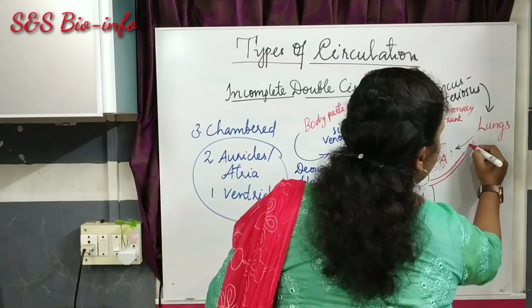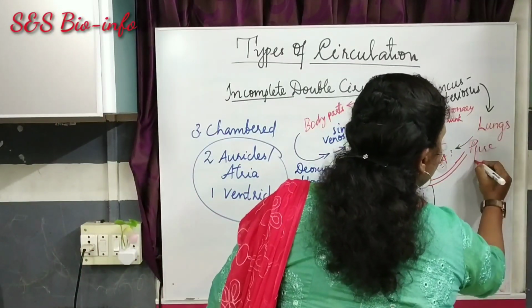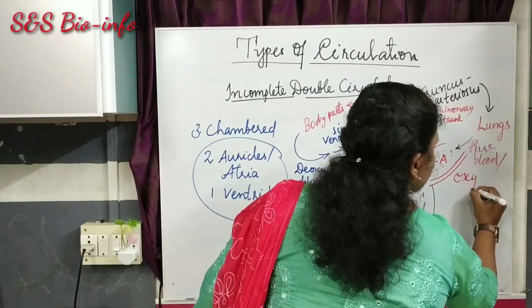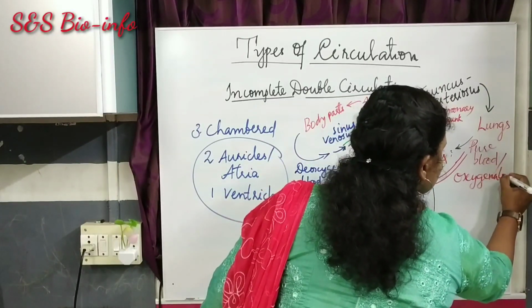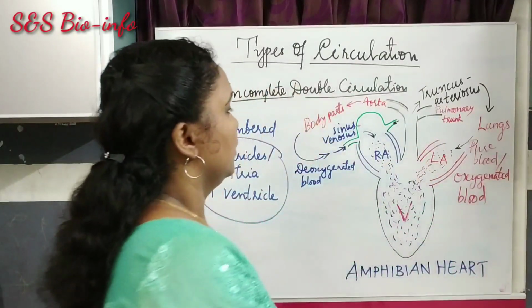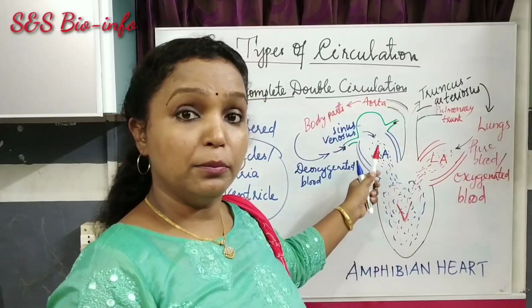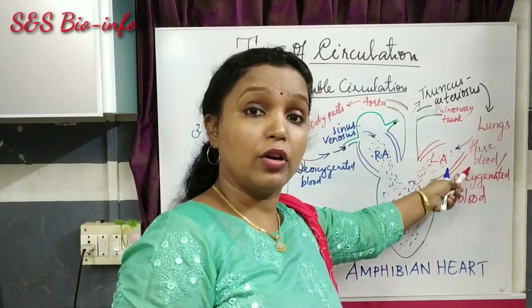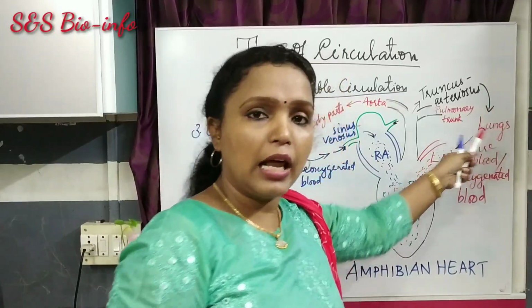Here I can write: pure blood, or oxygenated blood. So the right atrium receives the impure blood from the body parts. The left atrium receives the pure blood, or oxygenated blood, from the lungs.